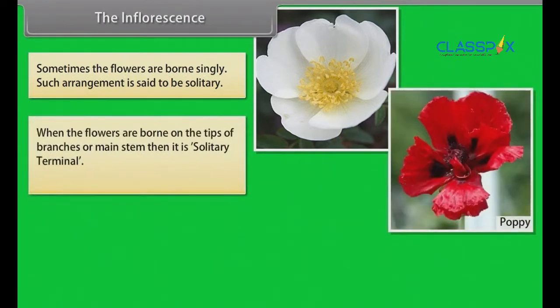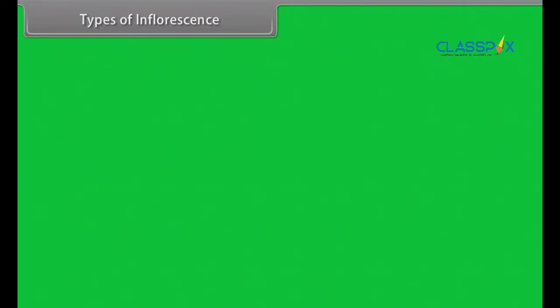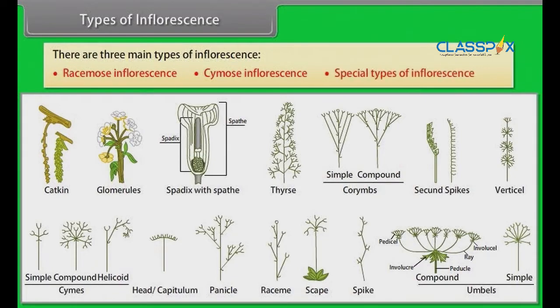When the flowers are borne on the tips of branches or main stem, then it is solitary terminal. Example, poppy. When the flowers are borne in axil of a foliage leaf, then it is called as solitary axillary. Example, petunia, hibiscus, rosa sinensis. Types of inflorescence. There are three main types of inflorescence: racemose inflorescence, cymose inflorescence, special types of inflorescences.